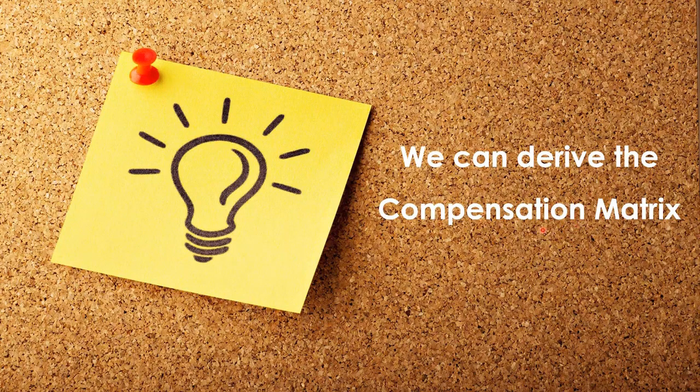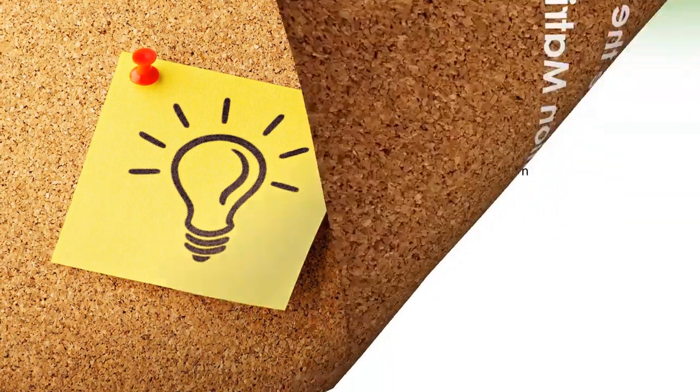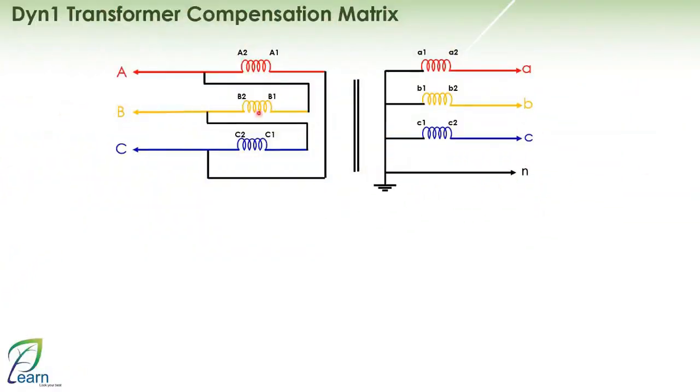In this lecture, we want to see together how we can derive the compensation matrix. Let's now take an example together on a Dyn1 transformer, meaning we now want to derive the compensation matrix for the vector group which equals 1. We learned in previous lectures how we can rotate the transformer. So now I have drawn a Dyn1 transformer.